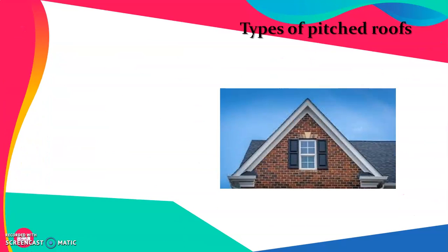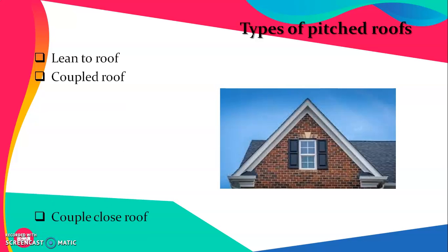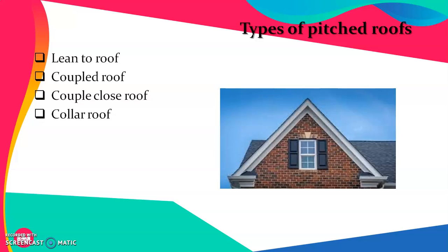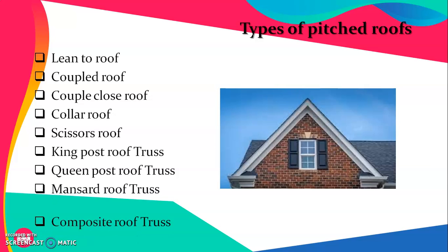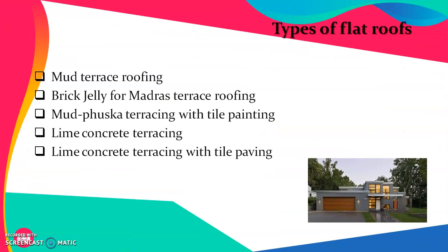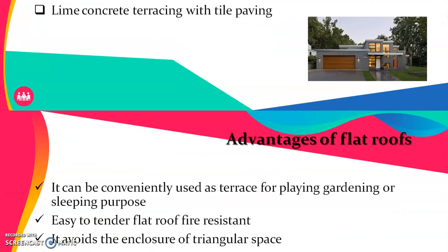Now let's try to understand different types of subclasses based upon their nature. Types of pitched roof include lean-to roof, coupled roof, couple close roof, collar roof, scissors roof, king post roof truss, queen post roof truss, Mansard roof truss, and composite roof truss. The flat roofs are generally subdivided as mud terrace roofing, brick jelly for Madras terrace roofing, mud-phuska terracing with tile paving, lime concrete terracing, and lime concrete terracing with tile paving.